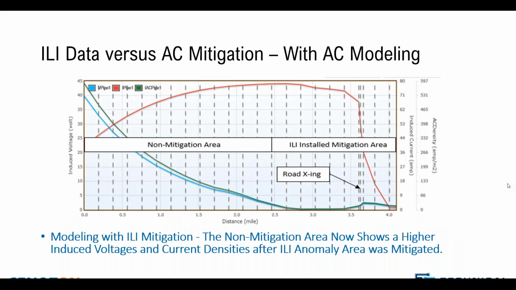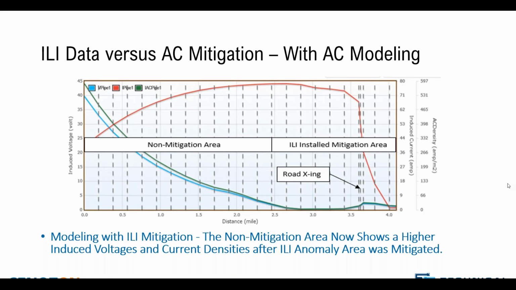Okay, so what happened was they decided to do modeling about 10, 12 years later. And what happened was this area was really taken care of. The current density is way down like it was supposed to be. But look what happened 10 to 12 years later. They didn't look at it until someone modeled it later. And this is the non-mitigation area. This was based on the ILI run of the anomalies that they found.